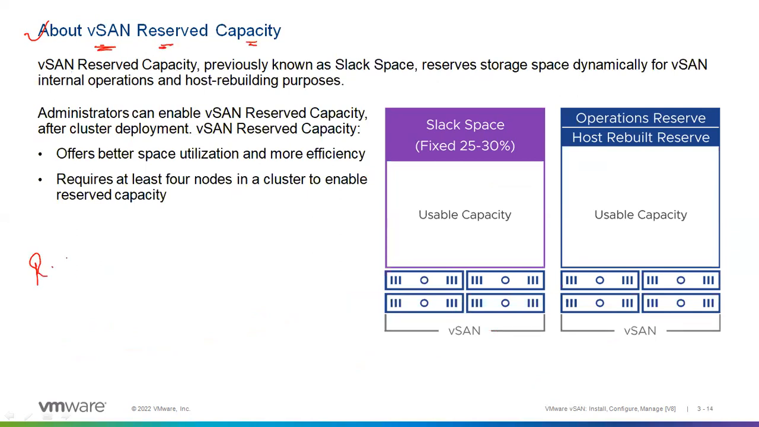vSAN reserve capacity. Reserve capacity is the capacity that you are planning for maintaining the failover. That is my reserve capacity. It was previously known as slack space. Slack is free space I am keeping, just maintaining free space in case any node fails, so the storage can be rebuilt on another free node. So reserve storage capacity is dynamic. It is for internal operations and host rebuilding purposes.